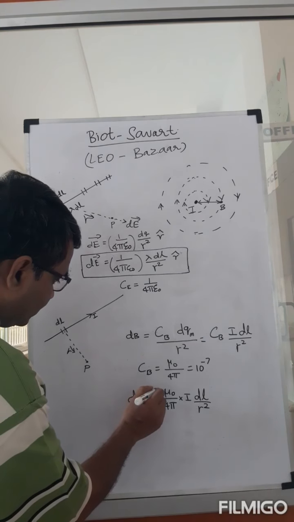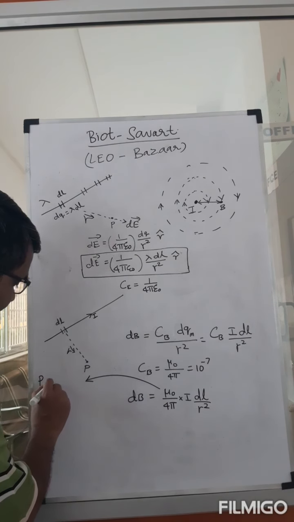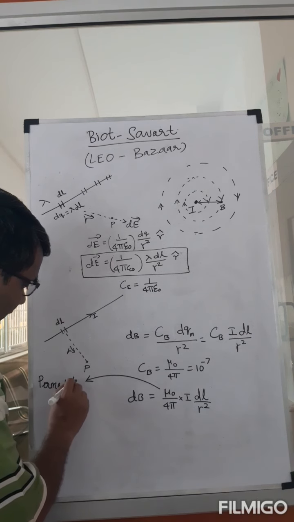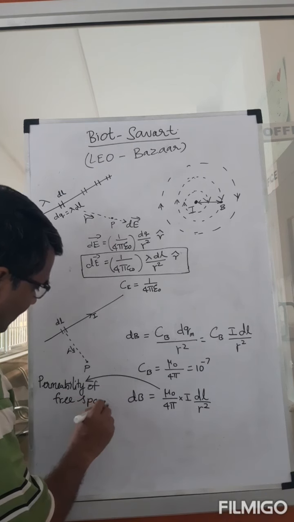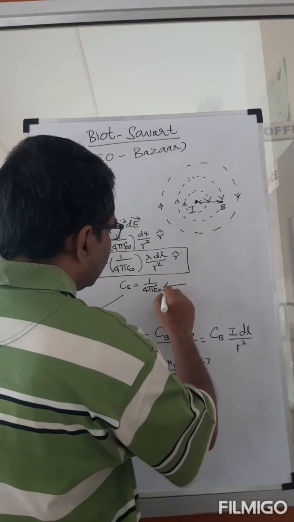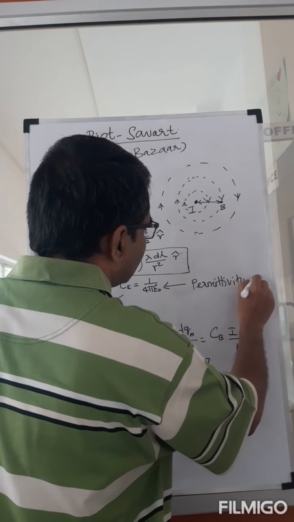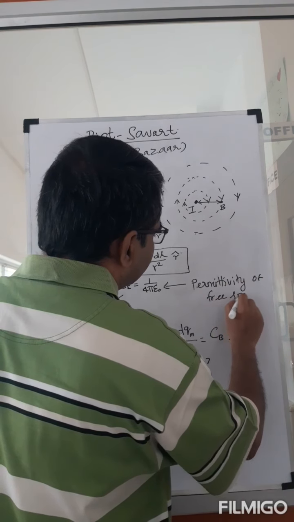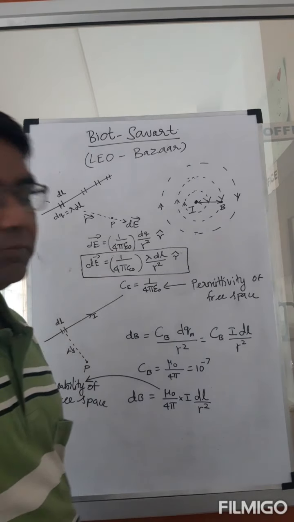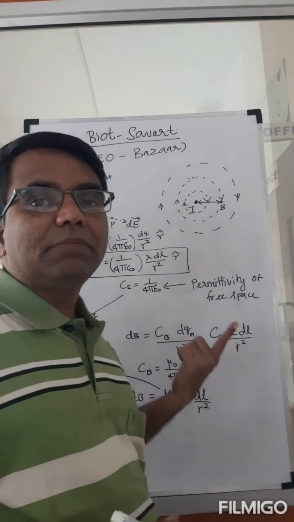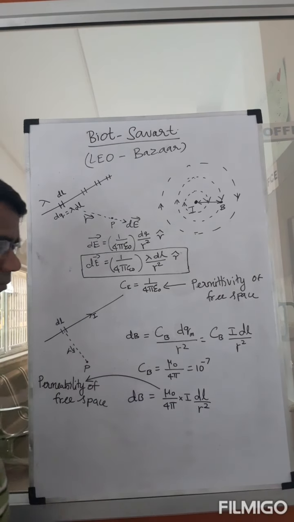This mu naught is called the permeability of free space. Epsilon naught is the permittivity of free space, and mu naught is the permeability of free space. Okay? So this will be the magnitude of the magnetic field B at this point.